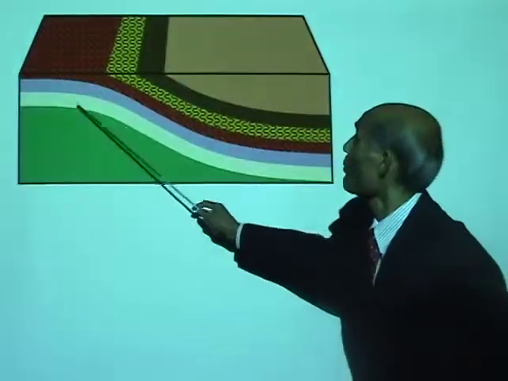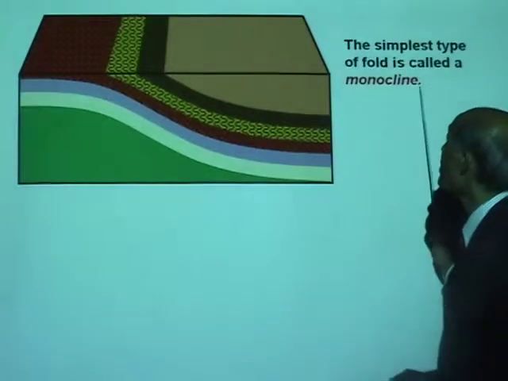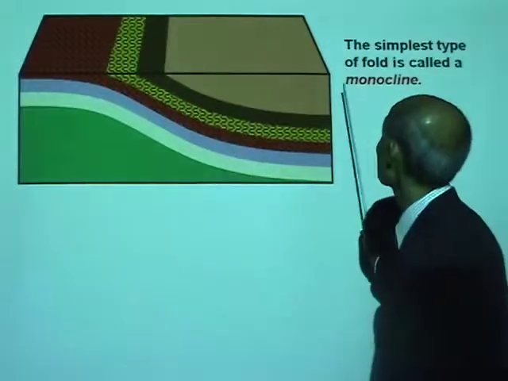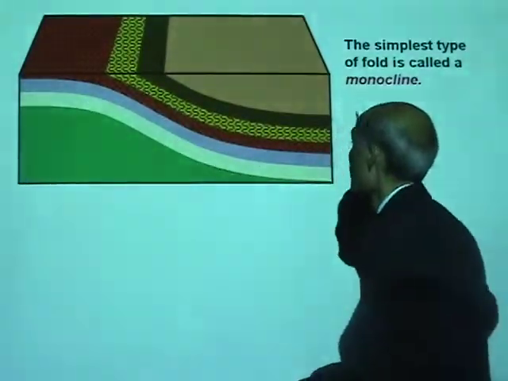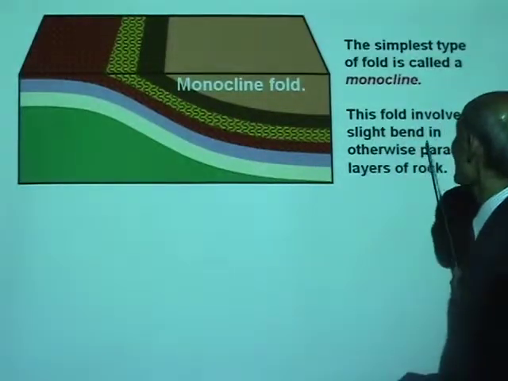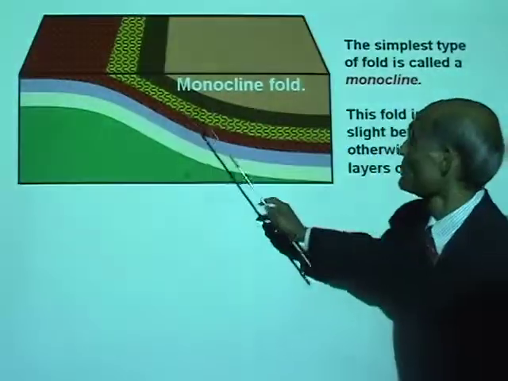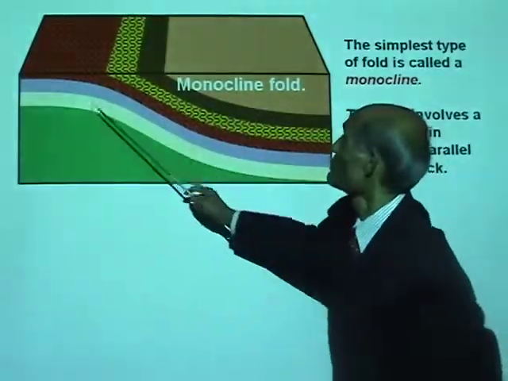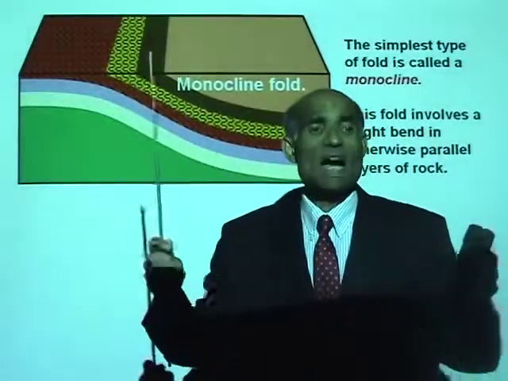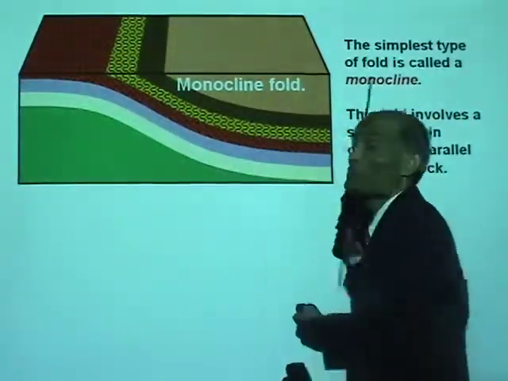Now here I have one type of folding. This kind of folding is called monoclinic. The simplest type of folding on a rock is called monoclinic. It's a simple folding. And this fold involves a slight bend in otherwise parallel layers of the rock. You can see this is a sedimentary rock with different layers. Originally it was a parallel layer, and when subjected to compressional stress, it underwent this folding.